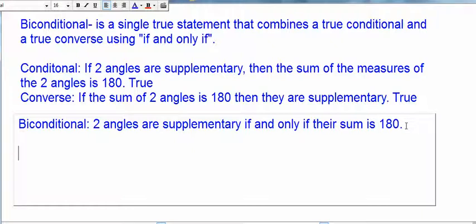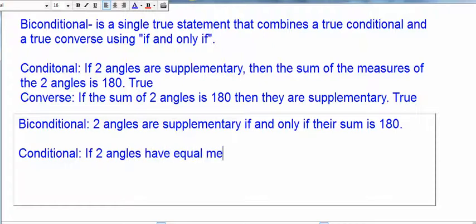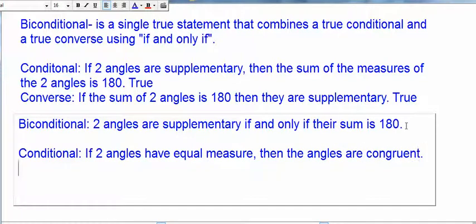Alright, let's look at the got it on the bottom of page 105. What is the converse of the following true conditional? If the converse is also true, rewrite the statements as a biconditional. The statement is, if two angles have equal measure, so here's the conditional. True or false? True. Good. Converse.